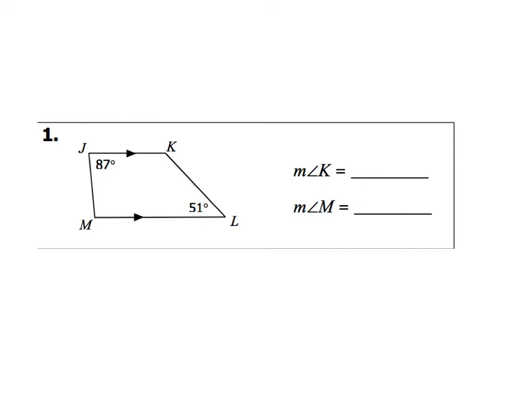Unit 7, Day 5, we're going to talk about trapezoids. All right, so here we have a trapezoid because we have parallel sides. So here are my parallel sides right here. So we know from chapter 3 that same side interior angles add up to 180. So angle J plus angle M equals 180 degrees. So that means that this angle over here in the corner is 93.